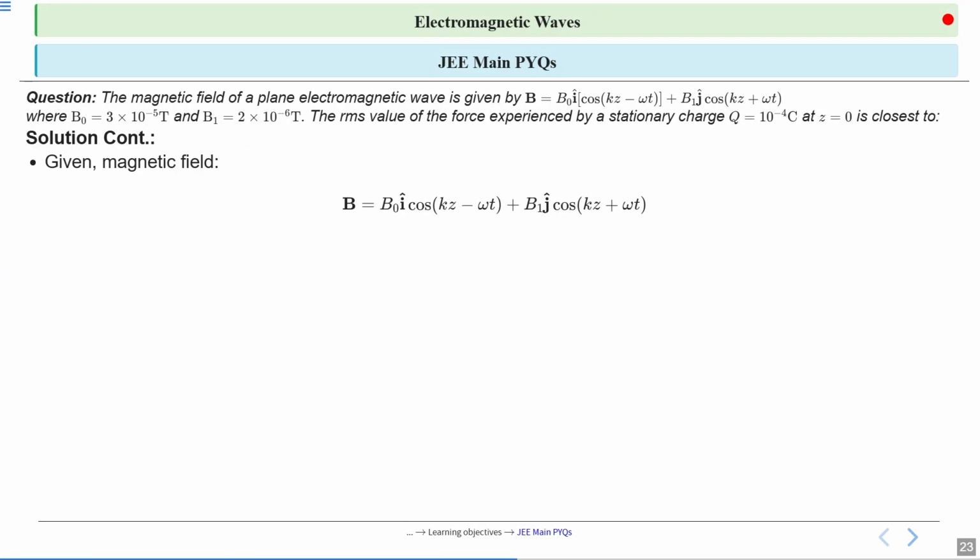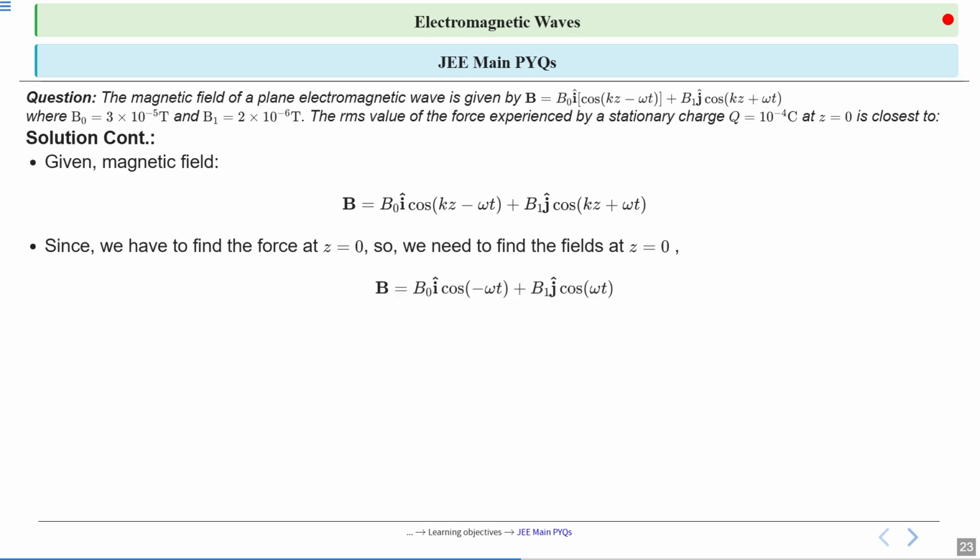So the given magnetic field is B equal to B naught i cap cos(kz minus omega t) plus B1 j cap cos(kz plus omega t). Since the question asks us to find the force at z equal to 0, we need to find the fields at z equal to 0. That means the magnetic field at z equal to 0 is producing the electric field at z equal to 0. So we will reduce this formula for z equal to 0. After putting z equal to 0, B will be equal to B naught i cap cos(minus omega t) plus B1 j cap cos(omega t).